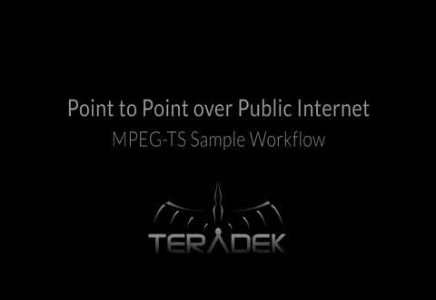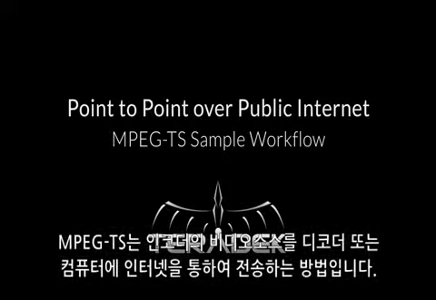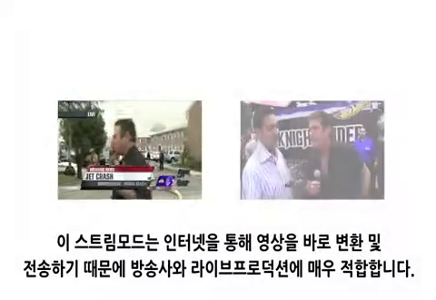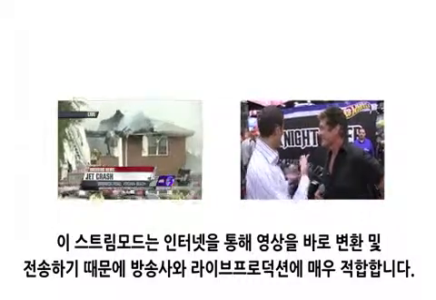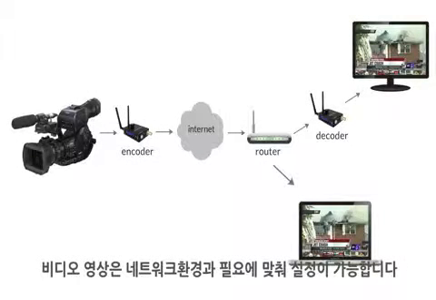Today, we will show you the basics of configuring an MPEG transport stream setup. Using MPEG transport stream allows you to send your encoder's video feed from point A to point B to either a decoder or a computer over the internet. This stream mode is often used in broadcast environments and live productions because it offers a direct transport across the internet. This video is designed to provide an overview of the configuration necessary for transport stream.